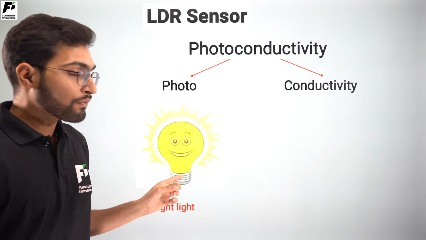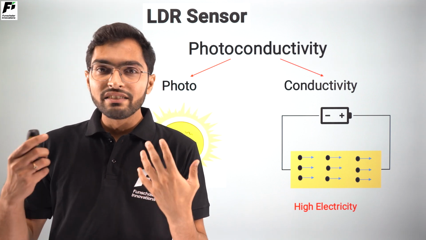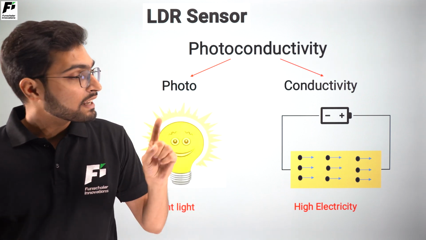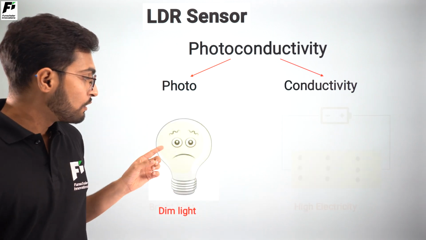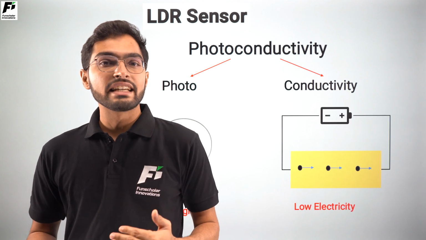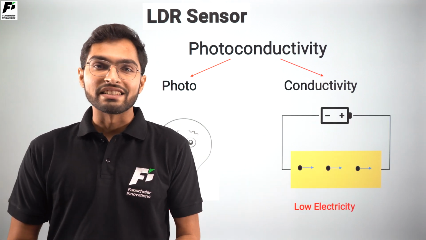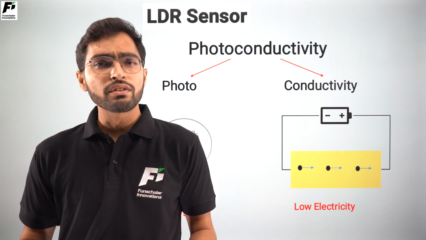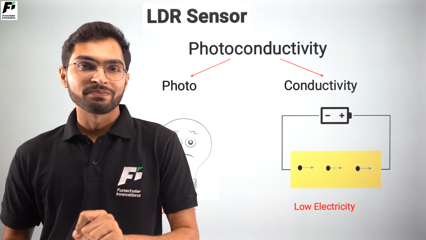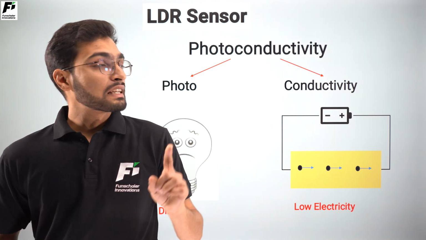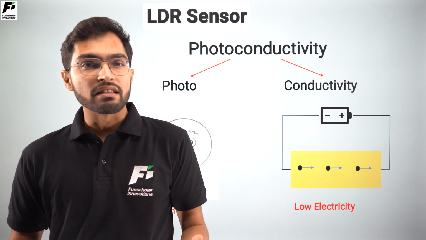If more light is falling on it, then the conductivity of the LDR sensor is higher, or the conductivity increases, which means more electricity is allowed to pass through it. If the light falling on it is low, then the conductivity decreases and thus the amount of electricity passing through it also decreases. In other words, the conductivity of the LDR sensor depends on the intensity of light falling on it.